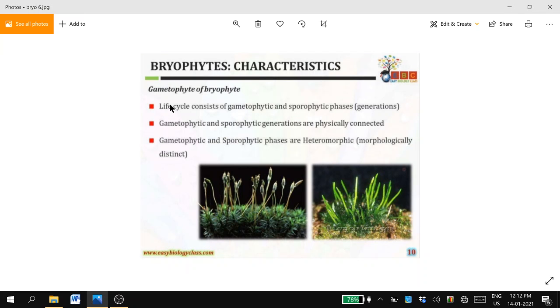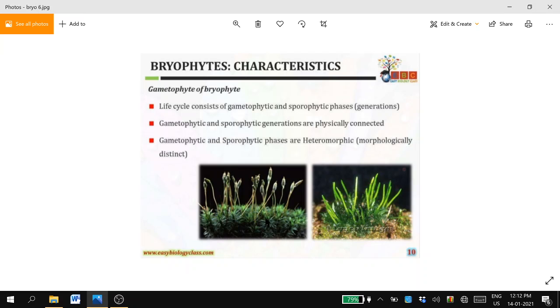This slide shows the alternation of generations present in the bryophytic plant. First of all, we will talk about the gametophytic generation of bryophytes. The life cycle of Bryophyta consists of two types of generation. First is the gametophytic generation and second is the sporophytic generation. And both generations are connected to each other physically.